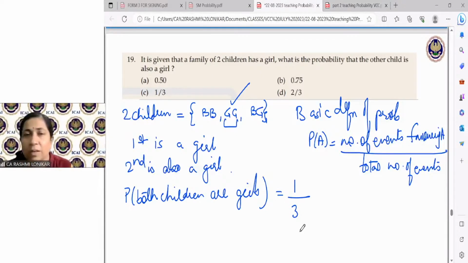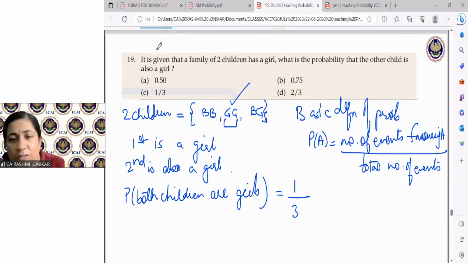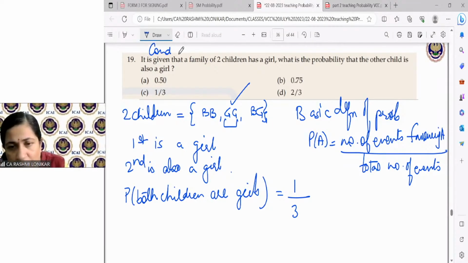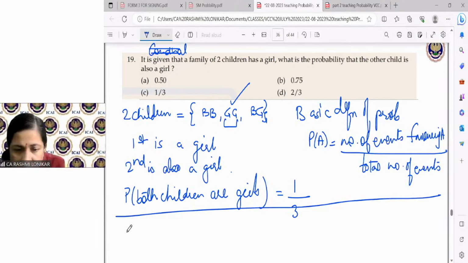Let me explain it in English also. What Vaishnavi was asking is why we are not taking 4 cases here. See, we will be taking 4 cases only when there is a conditional probability. Okay, let me write it over here. See, when you have conditional probability, what will happen?